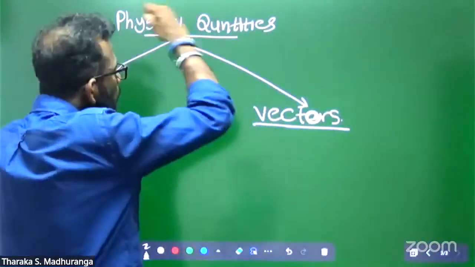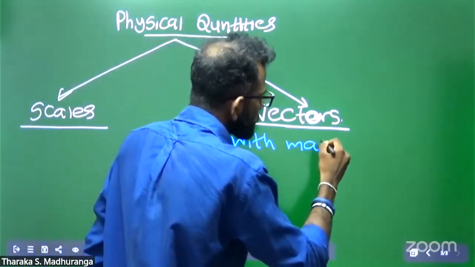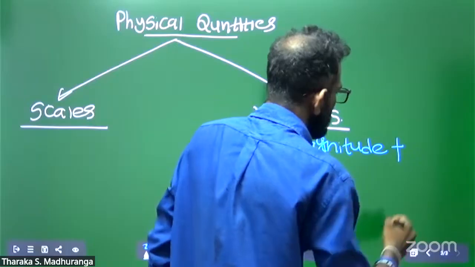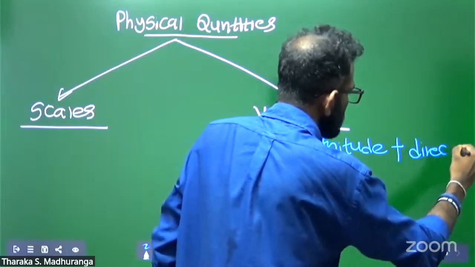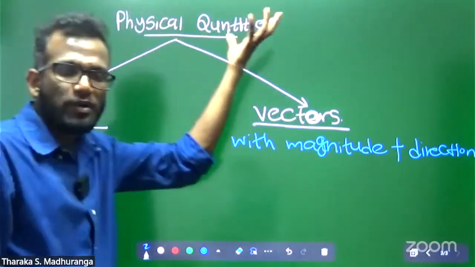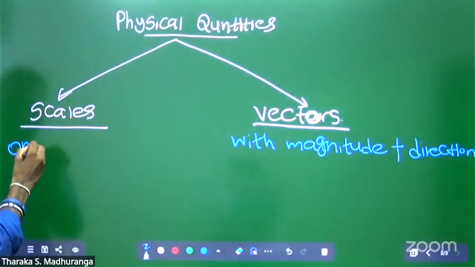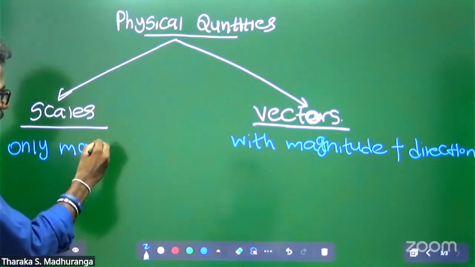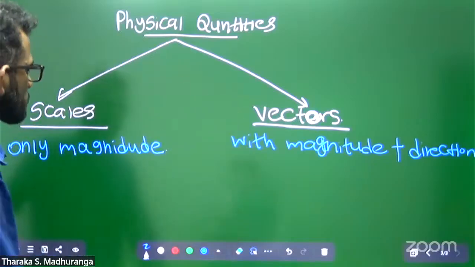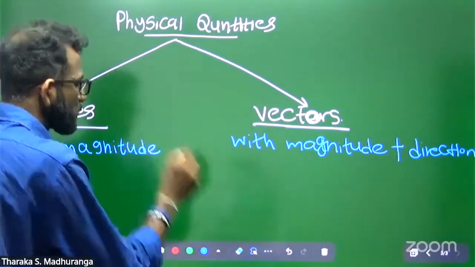Vectors mean physical quantity with magnitude plus direction. Magnitude plus direction. Okay, scale mean physical quantities with only magnitude. Very good. Only magnitude, no direction, no specific direction. Only magnitude.